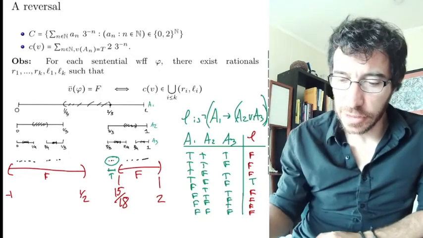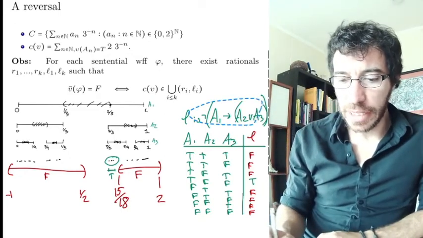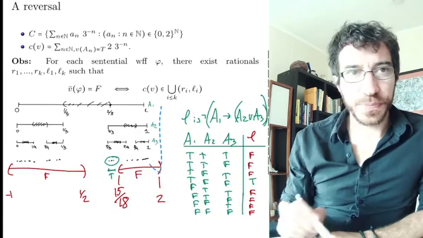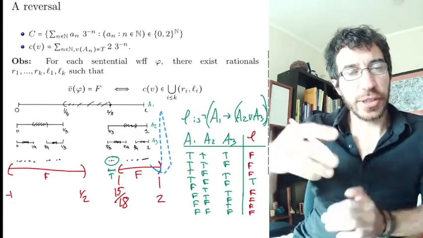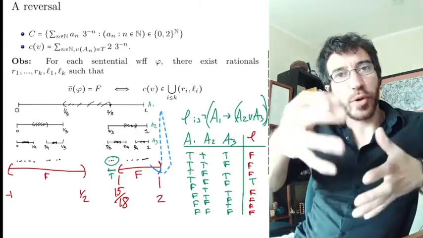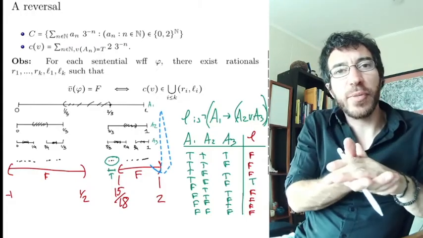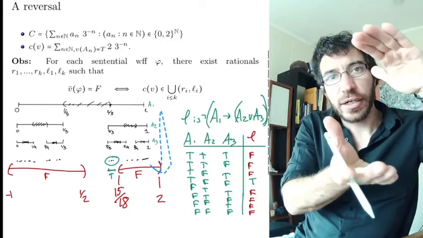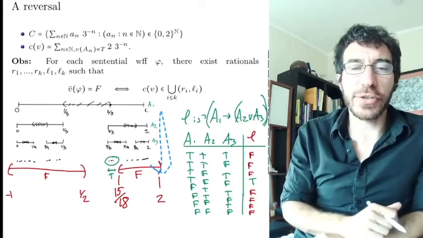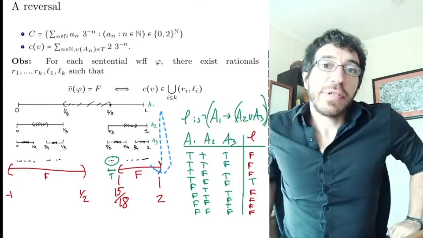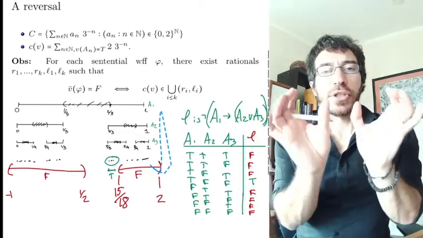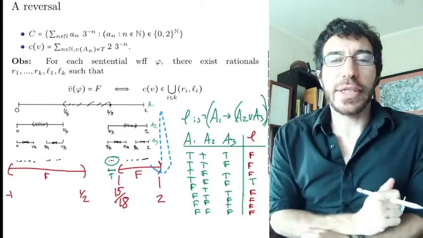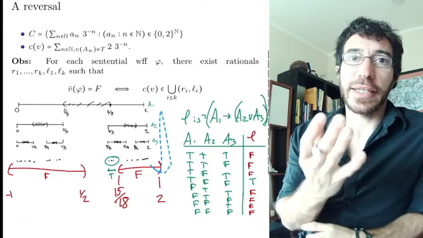If you have more variables than just 3, well, we will have to look further out. In the Cantor set, we have to look down and use more variables, but it's always finitely many. Each formula only uses finitely many variables, so we only have to look finitely far in this construction of the Cantor set. And some of the intervals are going to correspond to true, some to false, so we can always find these open intervals that cover the parts that are false.